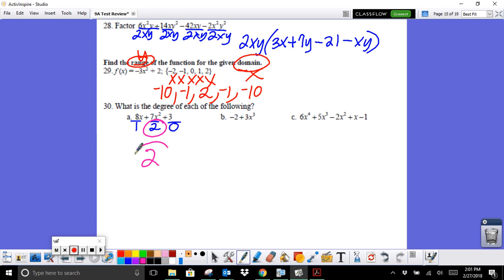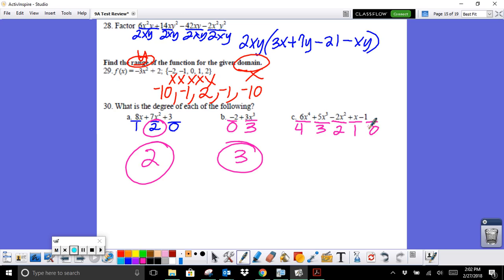Looking at B, again, I look at each monomial individually. So -2, that degree is 0. The degree of 3x cubed is 3. And the highest number between those two is 3. All right, looking at C, the degree of this first term is 4. The degree of the second term is 3, 2, 1, 0. What is the highest between all of those? That is 4.